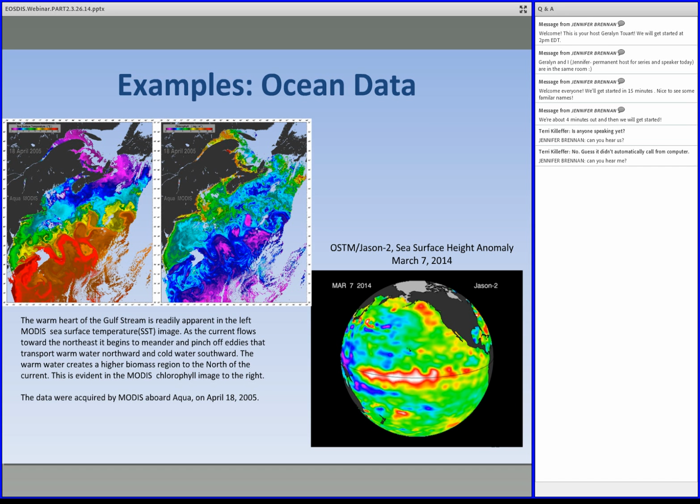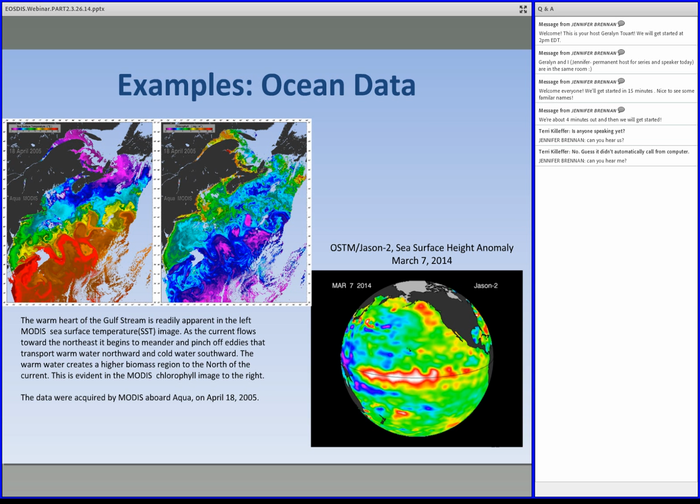The warm heart of the Gulf Stream is readily apparent on the left-hand side, and this is actually a MODIS sea surface temperature image. As the current is flowing toward the northeast, it begins to meander and to pinch off eddies that transport warm water northward and cold water southward. The warm water creates a higher biomass region to the north of the current, and you can see that it's pretty evident when you look at the right-hand side image, which again is a MODIS data product, but it is a chlorophyll concentration product.